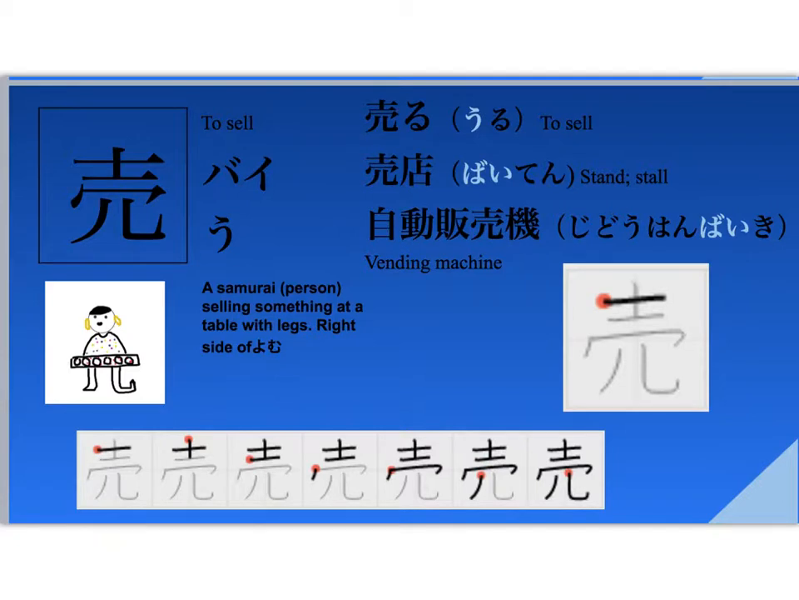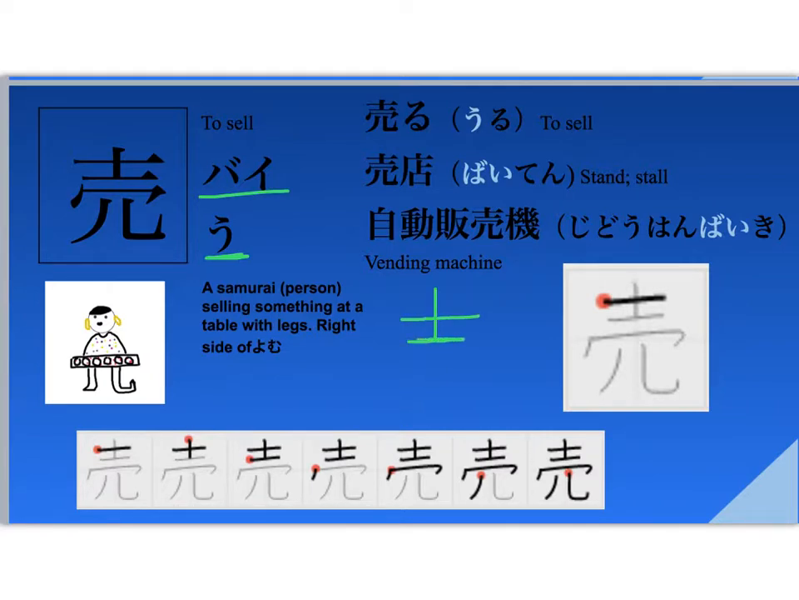Okay, this is the kanji for to sell. In the Chinese, or the onyomi, it is read by, and then u for the kunyomi, or the Japanese reading. So this is actually a pictograph. You think of a samurai, and we chose samurai because remember that samurai has this shape.